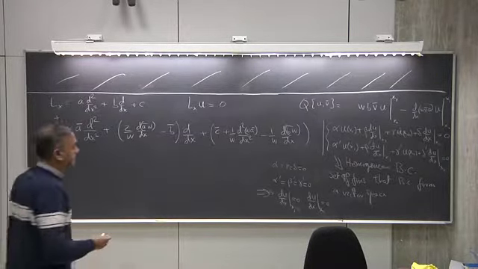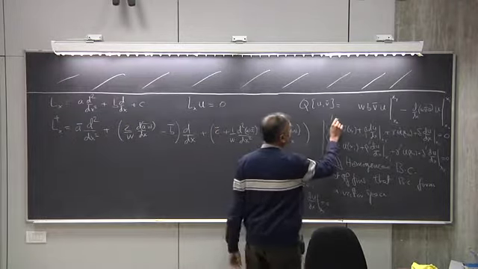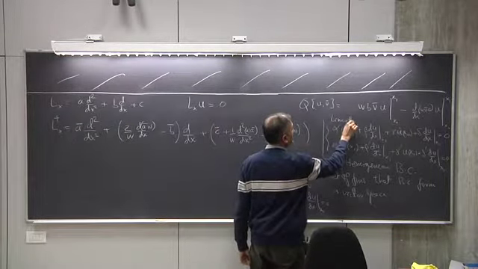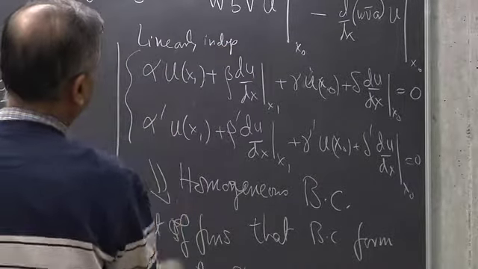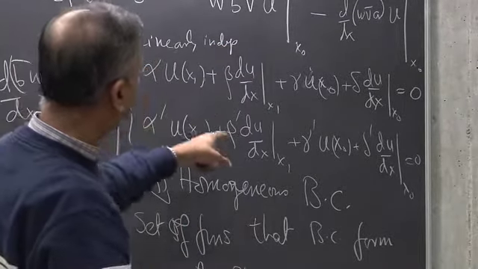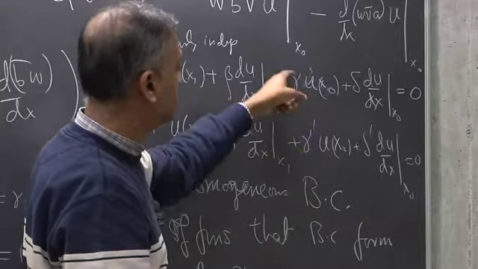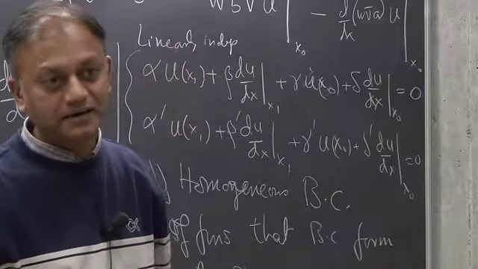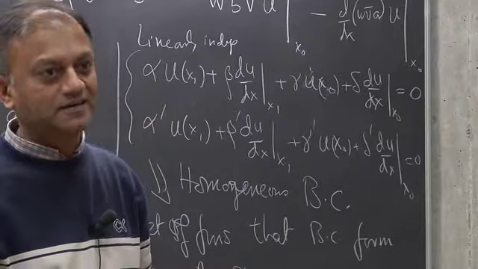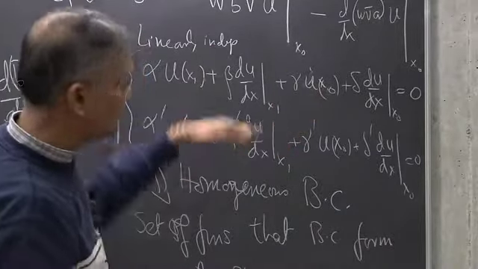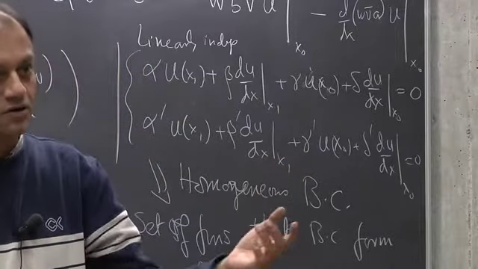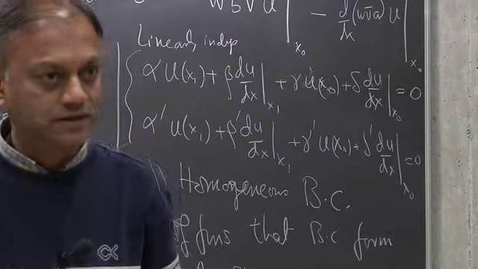They have to be linearly independent. The important point is they are linearly independent. If the ratio of alpha prime and alpha is equal to the ratio of these two, then they will be linearly dependent, right? So we don't want that. We want linearly independent, because if that was the case, then there will be only one boundary condition, and that's not enough for a second order differential equation.